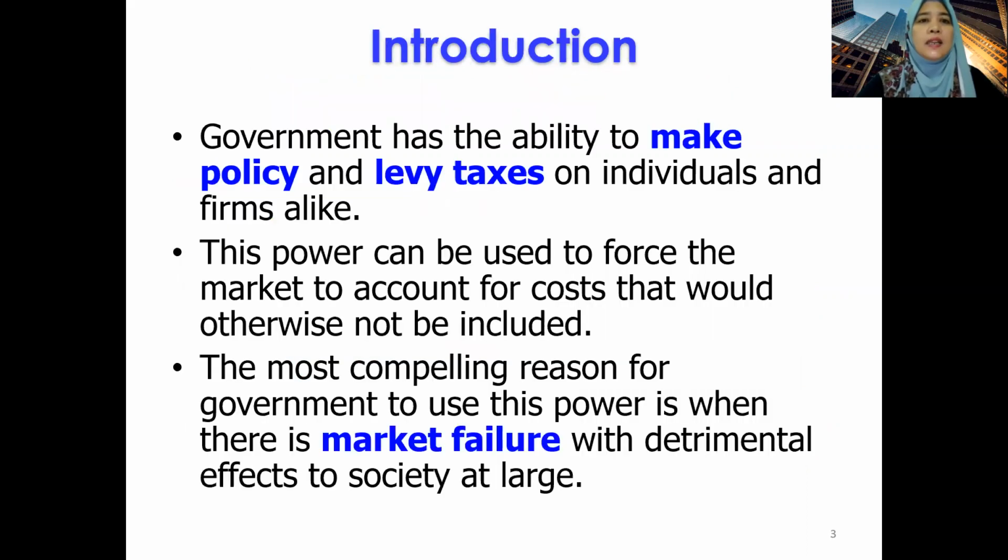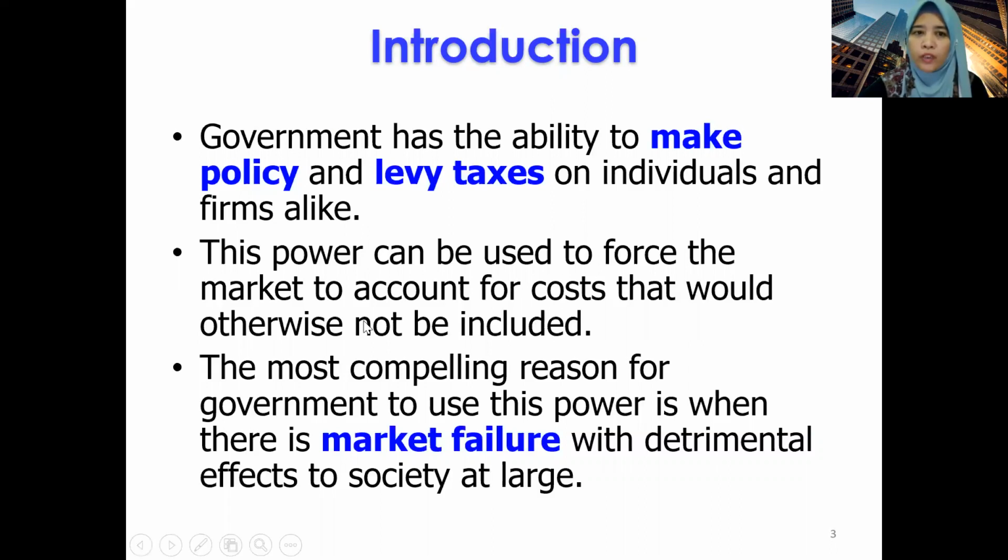Now, as an introduction, the government has the ability to make policy and levy taxes on individuals and firms alike. Those two are very significant powers that enable the government to internalize, at the end of the day, the costs and benefits, the positive externalities and the negative externalities, to put that back into the private transaction. So for positive externalities, subsidize the transaction. For negative externalities, tax the transaction, to account for the extra costs and benefits arising from the private transaction.